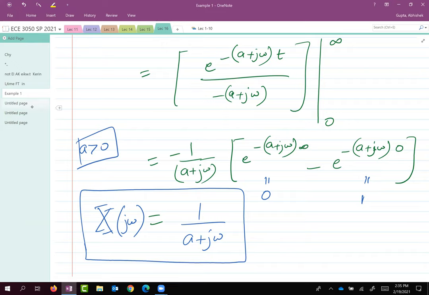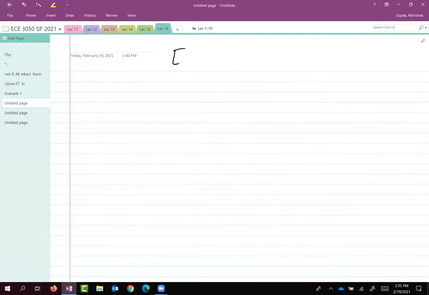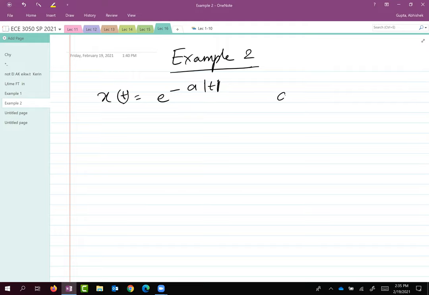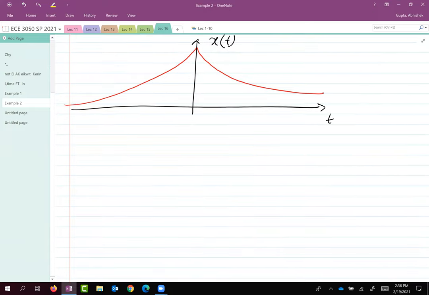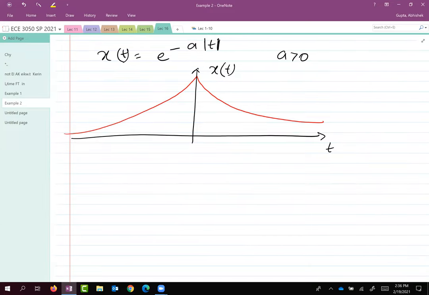Okay, let's look at the second example. My x of t is e raised to minus a absolute value of t, where a is greater than zero. So this x of t actually looks like this. This is also aperiodic, and it also satisfies the Dirichlet condition.